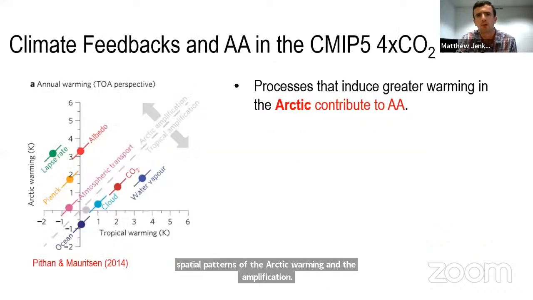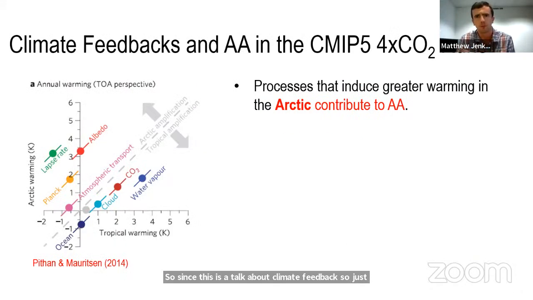Since this is a talk about climate feedbacks, I just want to give a brief overview of how climate feedbacks impact the Arctic region. In this study from Pithan and Mauritsen, they used the AMIP5 quadruple CO2 runs, and they computed the warming contributions of different feedbacks in the Arctic. If a process induces greater warming in the Arctic region than in the tropics, then that process is said to contribute to Arctic amplification. That's the region right above this dashed gray line.